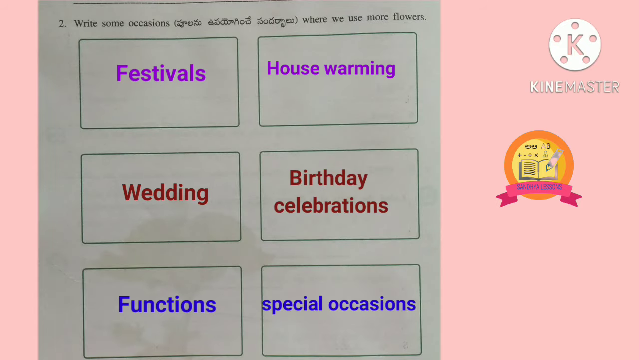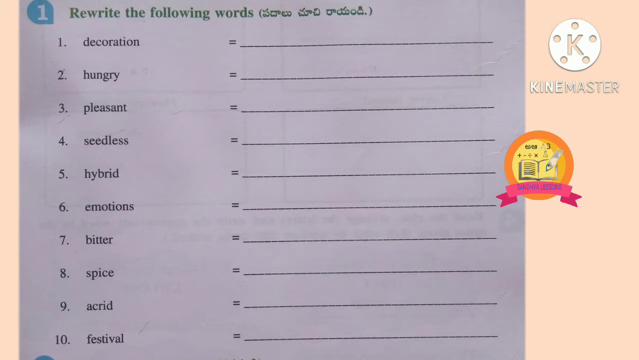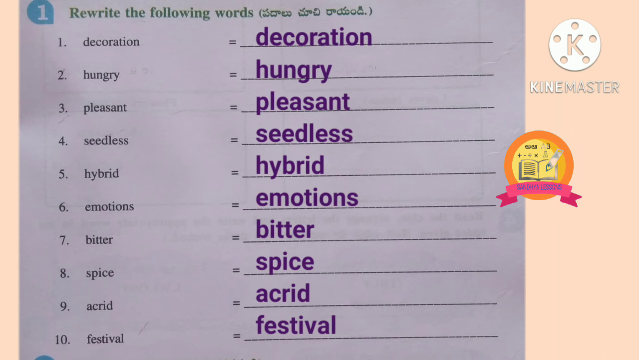Second question, write some occasions where we use more flowers. Festivals, housewarming, wedding, birthday celebrations, functions, special occasions. Worksheet 5. First Roman, rewrite the following words.